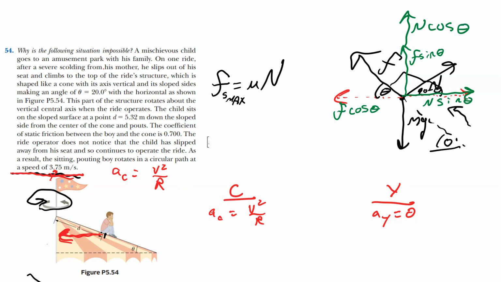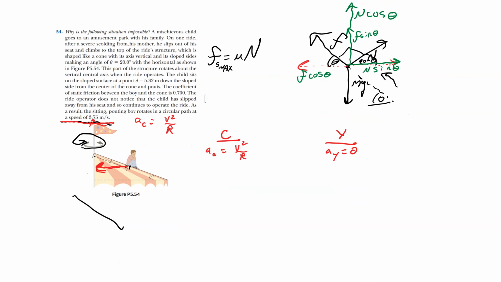Okay, so now everything's in nice, neat components, so I can come down and write my Newton's laws. So in the centripetal direction, the sum of the forces equals, now I want to accelerate inward, so I'll call the left positive, plus f_c cosine theta minus n sine theta. That has to equal the centripetal acceleration.